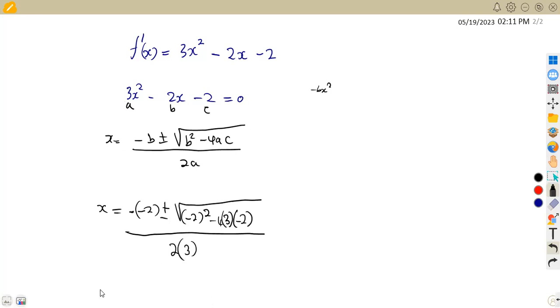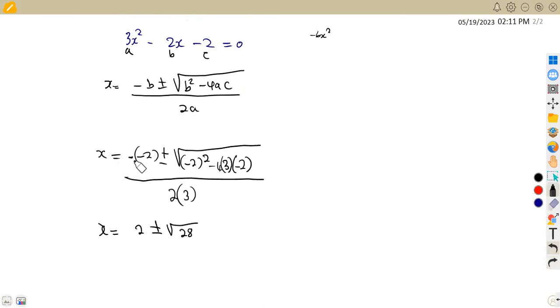All right, so we can simplify this separately, or you can just simplify the first part, but this is just going to give us something like 2 plus or minus the square root of 28 over 6. If we just simplify this part under the square root, also note that a minus and a minus is a plus. So everything is going to be over 2 times 3, which is 6. Okay, so this can give us the values of x.